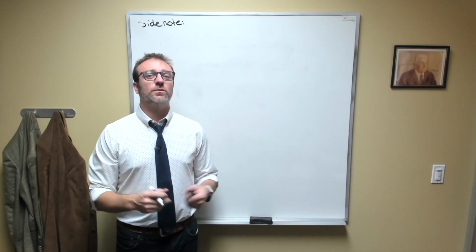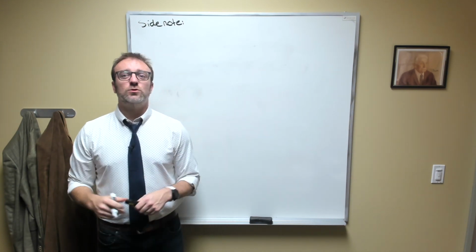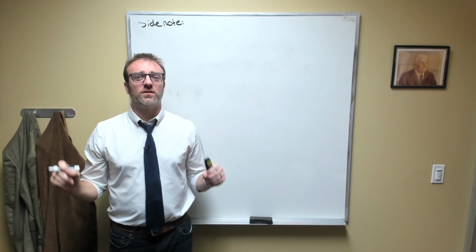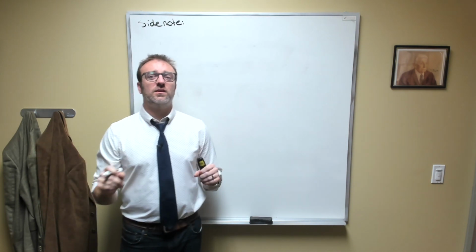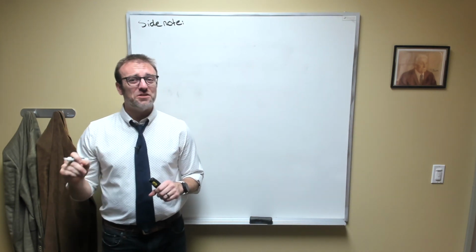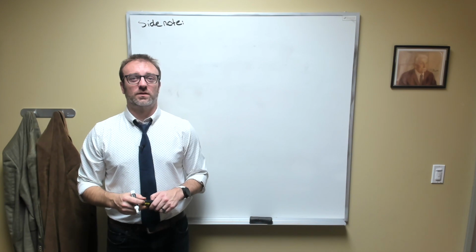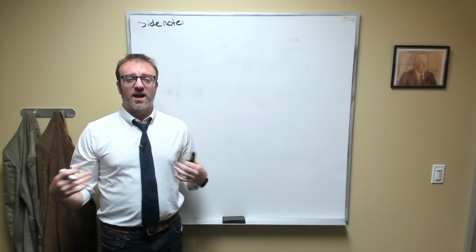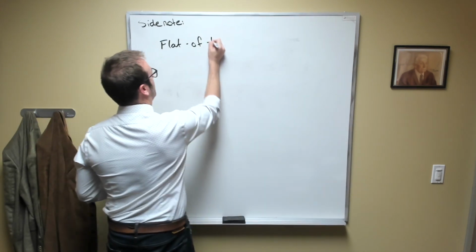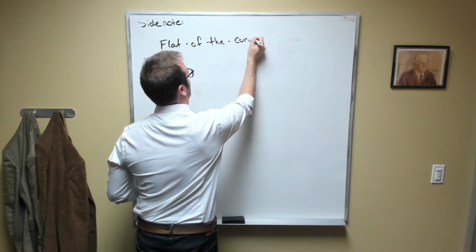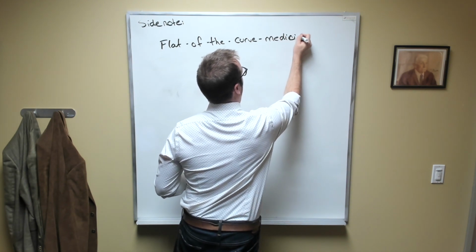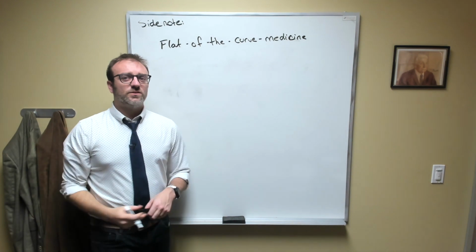It's almost certainly more efficient for two people to get 3 tests each, giving them both 99% confidence in the results, than it is for one person to get 6 tests and have 99.9% confidence in their results. Now, this concept has a name, and it's called flat of the curve medicine. And the idea is fairly simple.